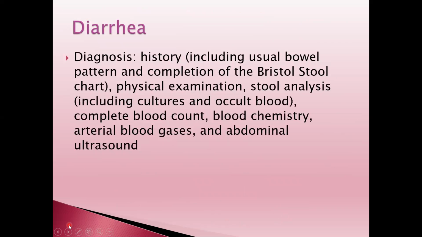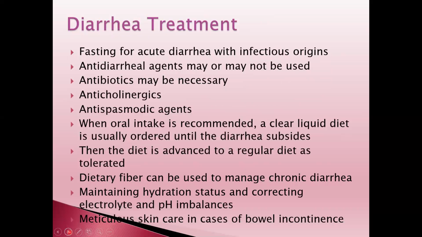So how do we diagnose it? With history, you do a bowel pattern documentation, physical exam, stool analysis. A lot of times they do cultures and occult blood, and they'll send the stool to the lab to see if there's any blood in it, complete blood count, blood chemistry. So for diarrhea treatment, fasting for acute diarrhea with infectious origins. You just make sure that they get fluids, but don't feed them, make them NPO, nothing by mouth.